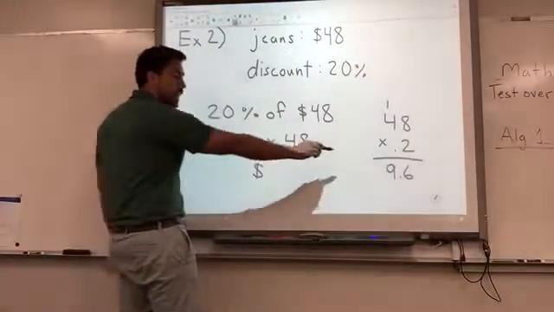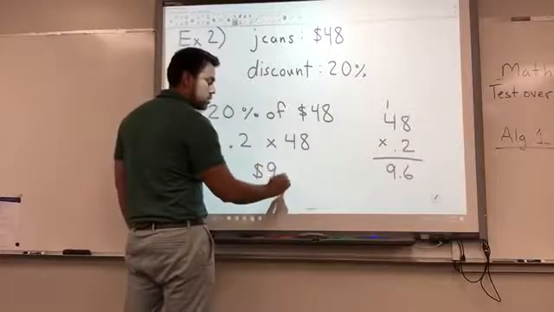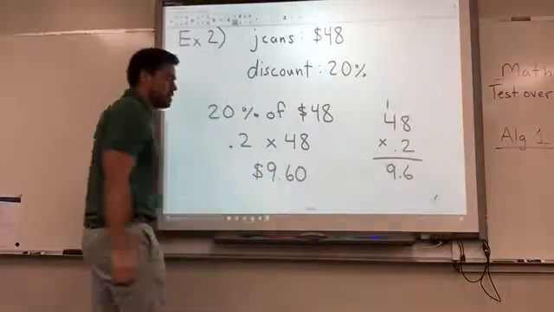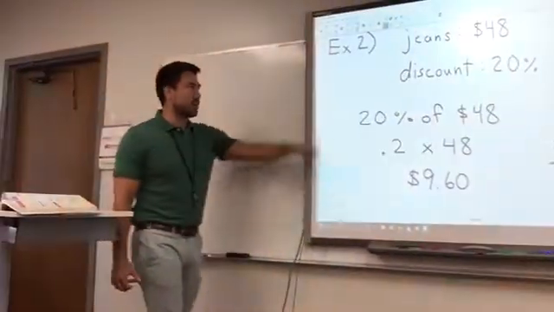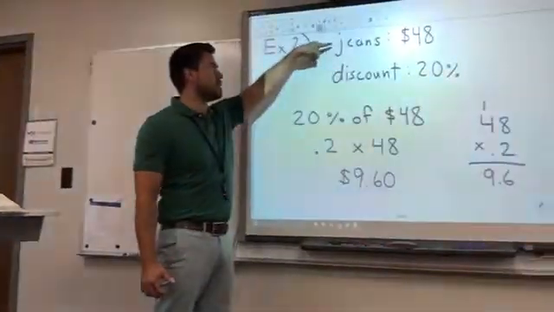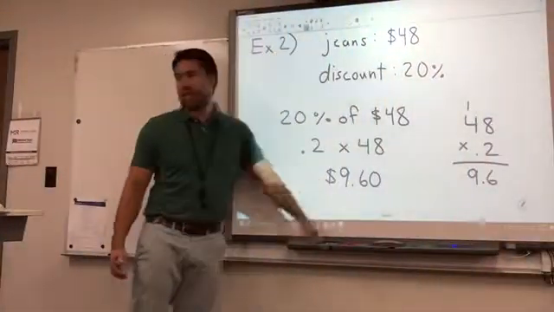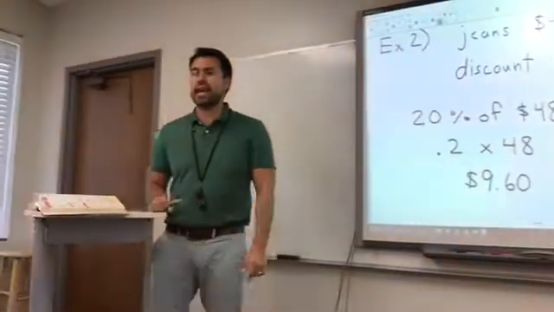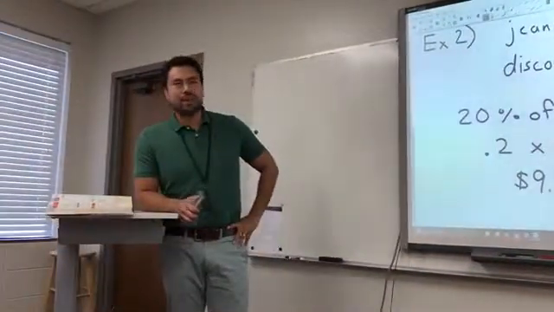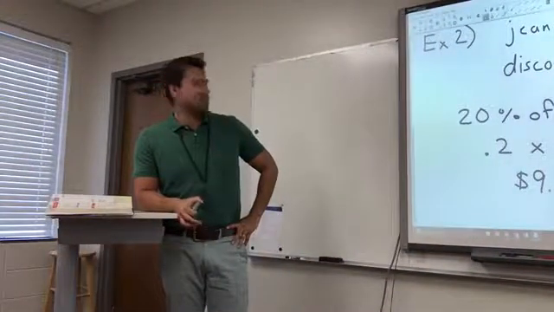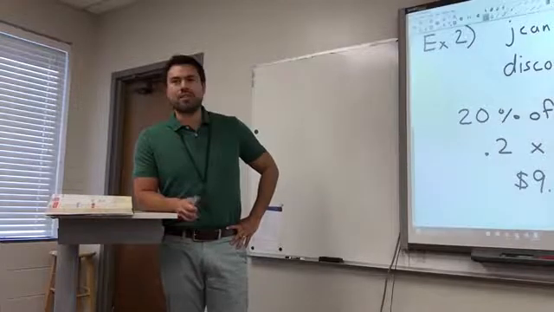Not yet. You just write it as $9.60. That's how much she's saving. So if you have a 20% discount on a pair of jeans that cost $48, you save $9.60. Now, is that how much she's paying? Oh, that'd be a lot.